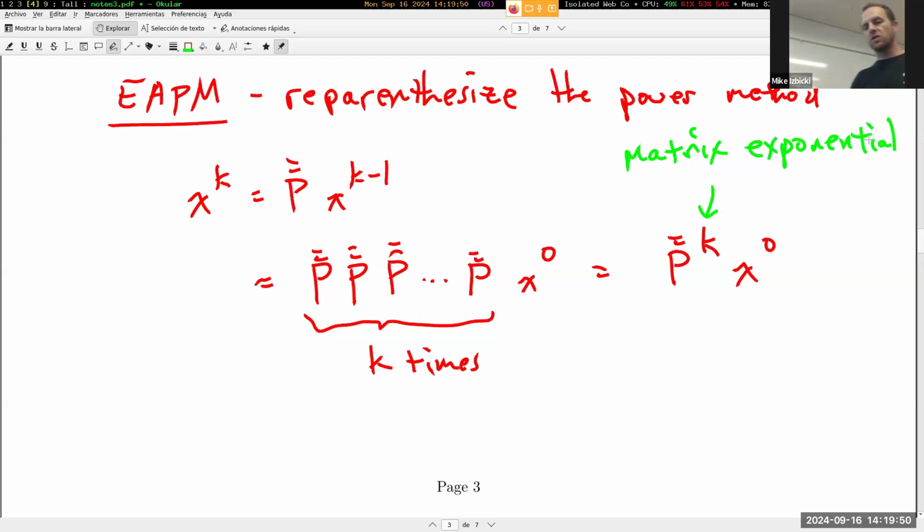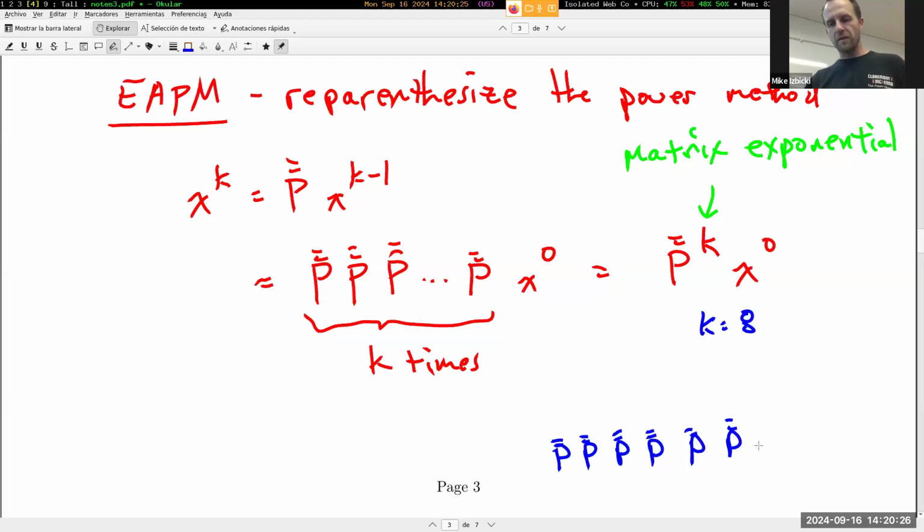Exponential, which means just the same exact thing as the regular exponential of multiplying things a bunch of times together. And by re-parenthesizing this carefully, we can greatly reduce the total number of matrix multiplications that we have to do. So if we have k equals 8, in the example of k equals 8, I'll actually draw out 8 of these p bar bars. 1, 2, 3, 4, 5, 6, 7, 8.